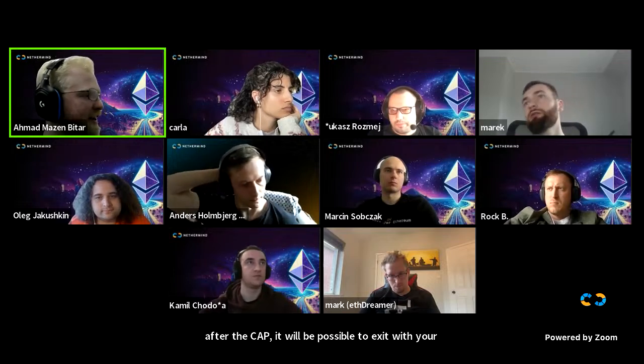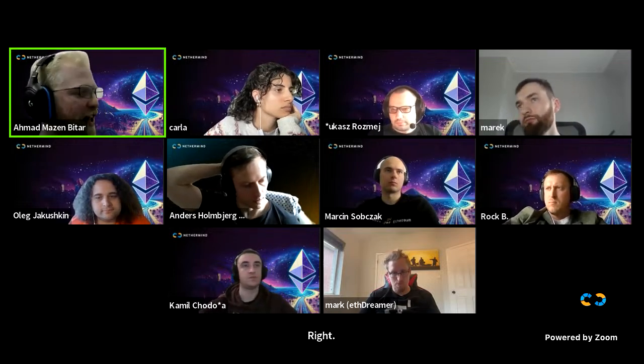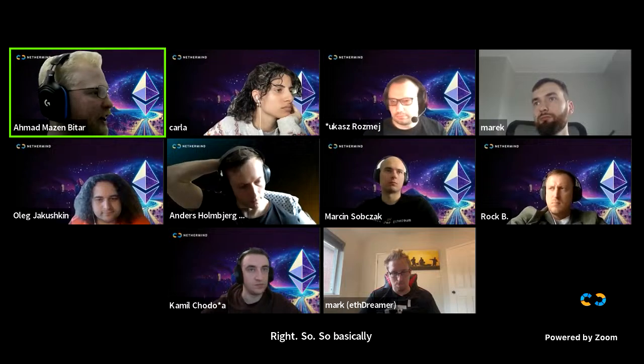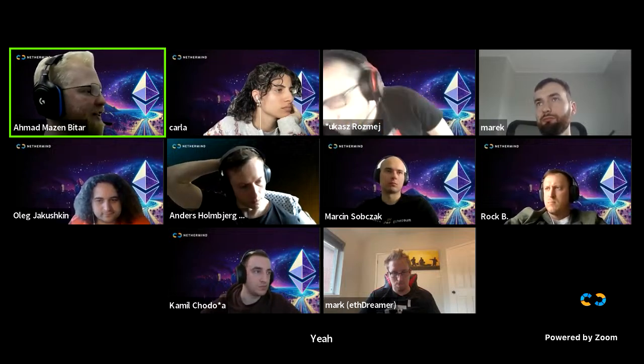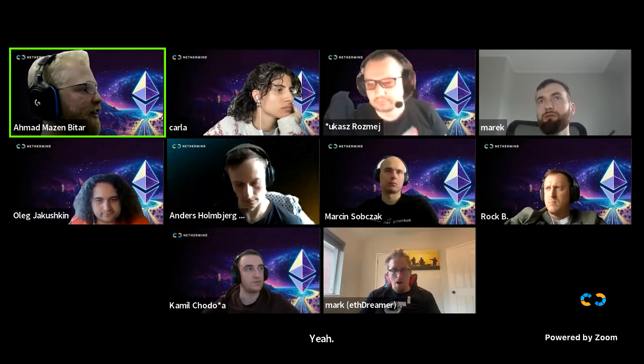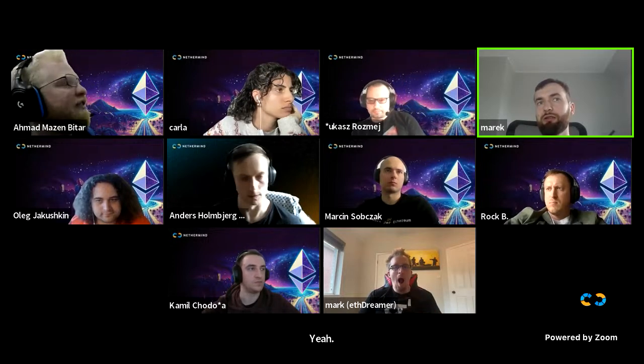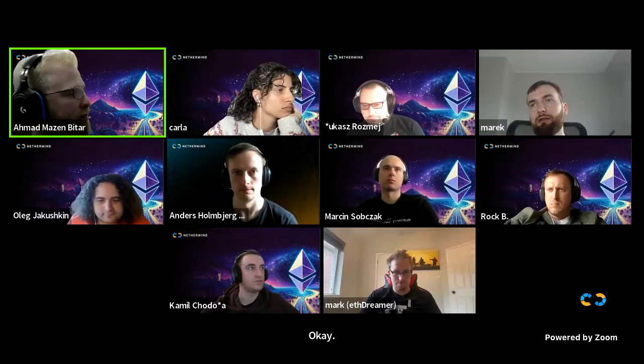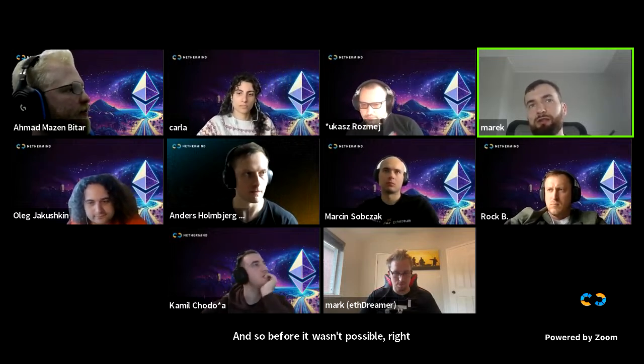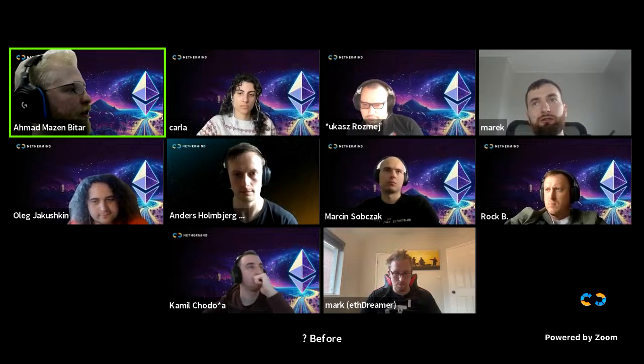So basically, the smart contract that you're delegating to could possibly issue the command to exit your validator, voluntarily. Yes. And I think if you only have your withdrawal key, it will be possible to exit your validator. And before it wasn't possible, right? Before this EIP was implemented. So go ahead.